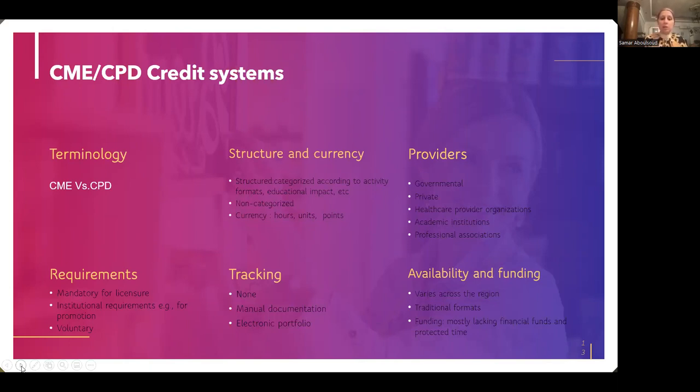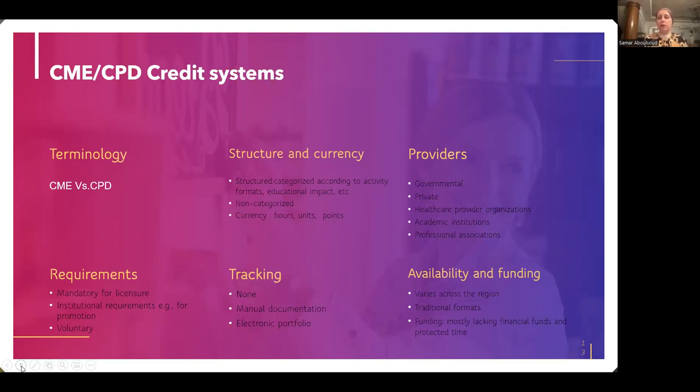The well-established systems have their own electronic portfolio system or platform for submission that is linked to the licensing requirements and the licensure process, in order to translate it to the requirements for licensure and automatically renew or suspend the license.